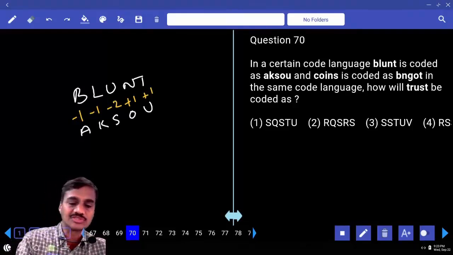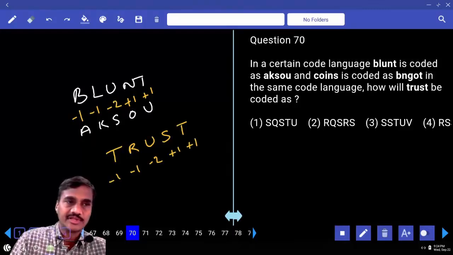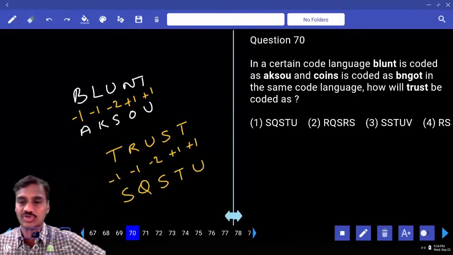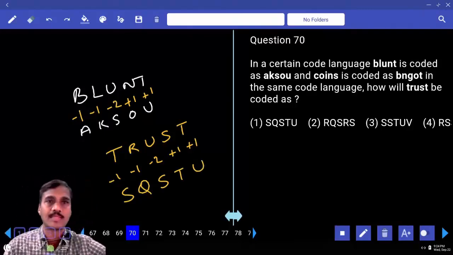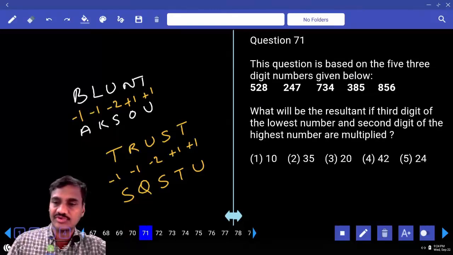And how will trust be coded as? Now in the word trust, again minus 1, minus 1, and here minus 2, plus 1 and plus 1. T minus 1 S, R minus 1 Q, U minus 2 S, S plus 1 T, T plus 1 U. SQSTU. Choice 1 is the answer, question number 70. Minus 1, minus 1, minus 2, plus 1, plus 1. Done with this? And next one, 71 onwards.